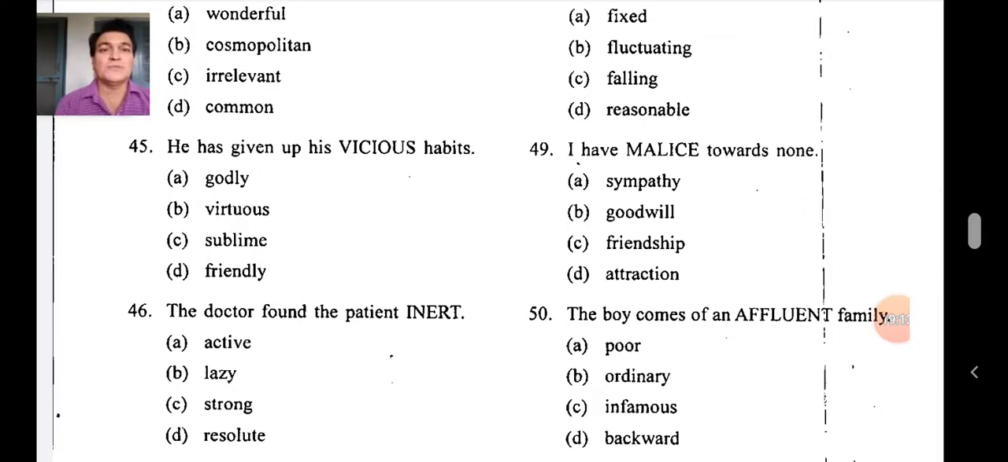So let's go to the 45th one and 46th, we'll take up both. He has given up his vicious habits. Vicious, very bad, very cruel: godly, virtuous, sublime, friendly. So virtuous will be the opposite of vicious. The doctor found the patient inert: active, lazy, strong, resolute. Now inert, without any emotion, without any movement, very dull. Now here active will be the right answer, the opposite word of inert. Active.